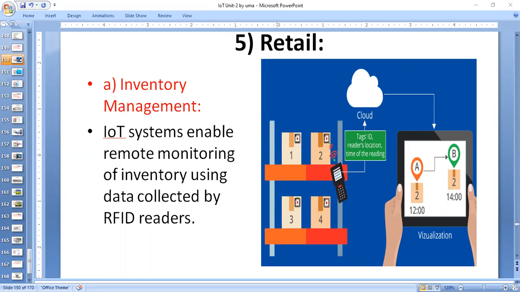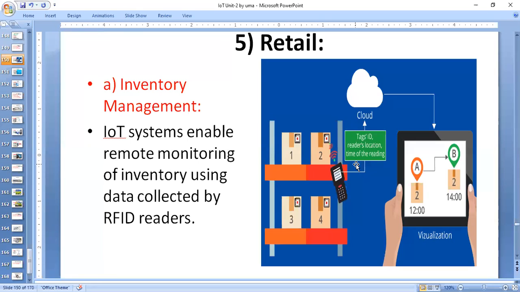Here you are using IoT systems with RFID. That means for each and every IoT system, you give some RFID. If you see here, there are different items: first item, two, three, four. In the diagram, you will identify the different items. For each and every item, you give a tag ID, the reader's location, and the time of reading.